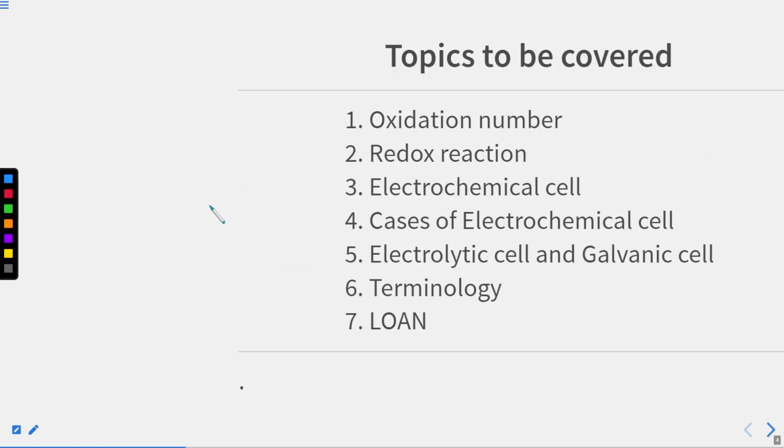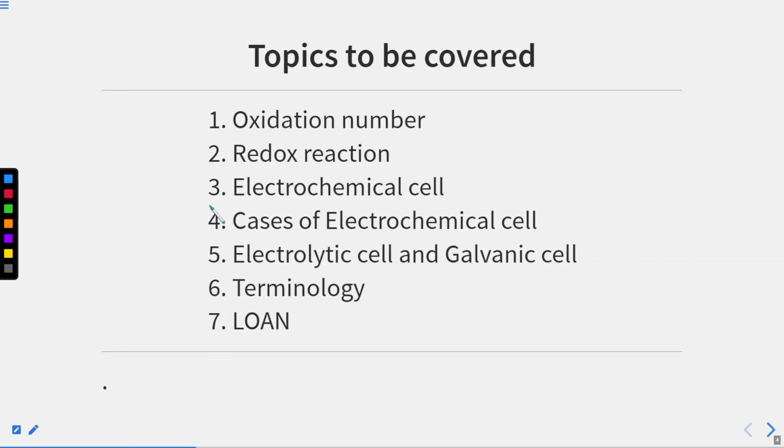If you look at the syllabus topics to be covered today, the first one is oxidation number. Then I will tell you what a redox reaction is and how it is used in electrochemical cells. What are the cases of electrochemical cells? And how do these cases give rise to two types of cells, which are the electrolytic cell and the galvanic cell.